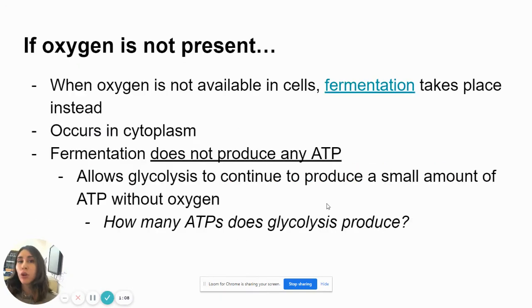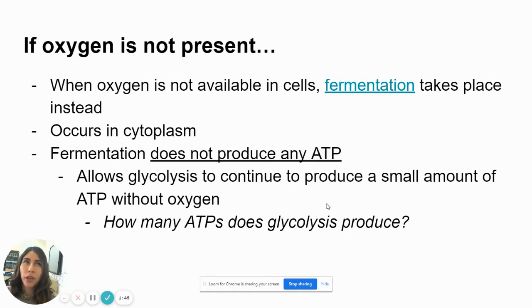So when there is no oxygen around, obviously the organism still needs to stay alive, right? Because when the body stops making ATP, when the body stops making energy, the organism will unfortunately die. To prevent that from happening, another process known as fermentation will take place when there isn't enough oxygen in the cells. Fermentation takes place in the cytoplasm. So just like glycolysis happens inside the cytoplasm, so does fermentation. Fermentation on its own as a process does not produce any additional ATPs.